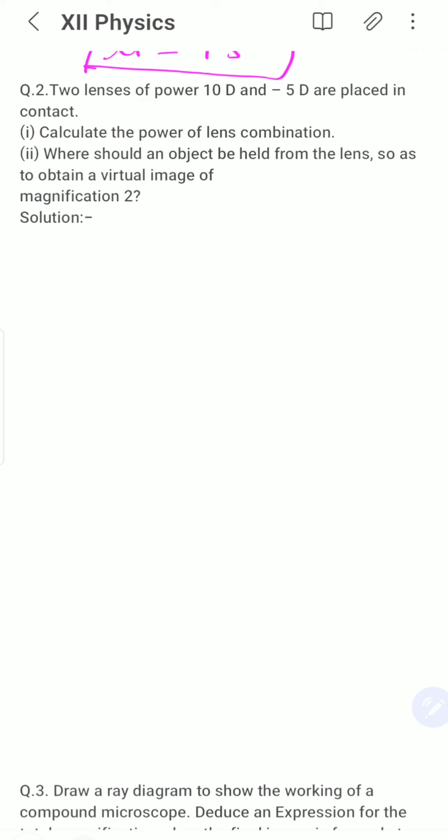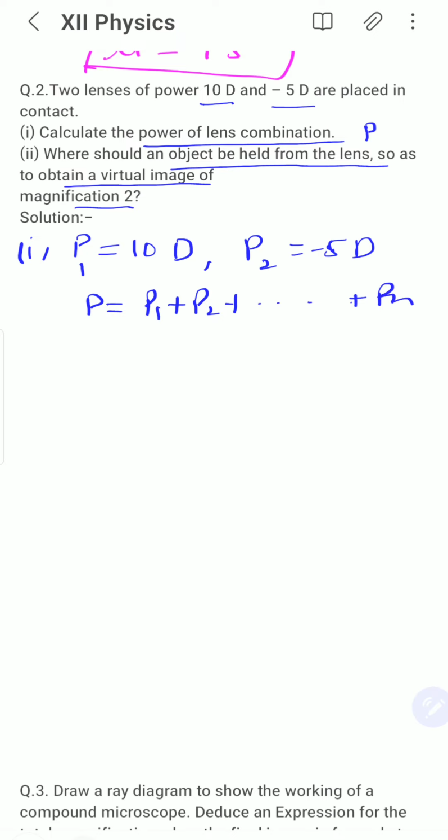Now our second question is: two lenses of power 10D and minus 5D are placed in contact. Calculate the power of this combination. Then, where should the object be placed from the lens so that we can obtain a virtual image with magnification m is equal to 2. So the first question is asking about the power.